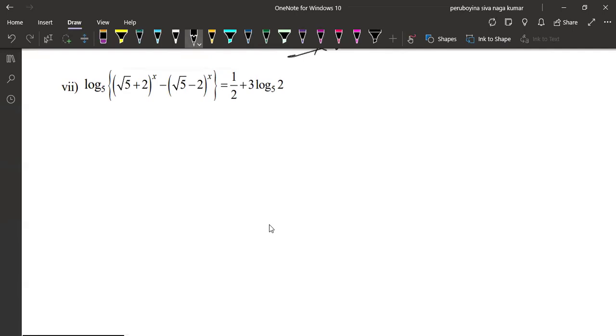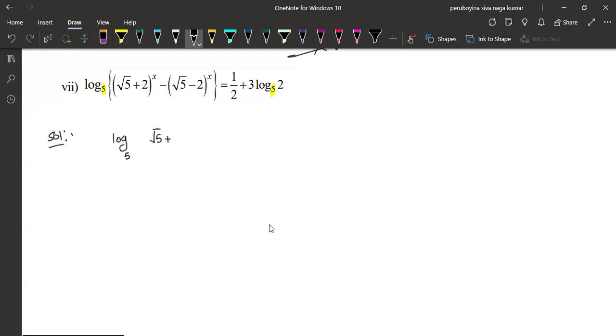Next, seventh problem. Here we are unable to use the Scorpion technique. Before that, you observe that it is log base 5, and this is also log base 5. We will use this opportunity. So log base 5, and these are irrational numbers.